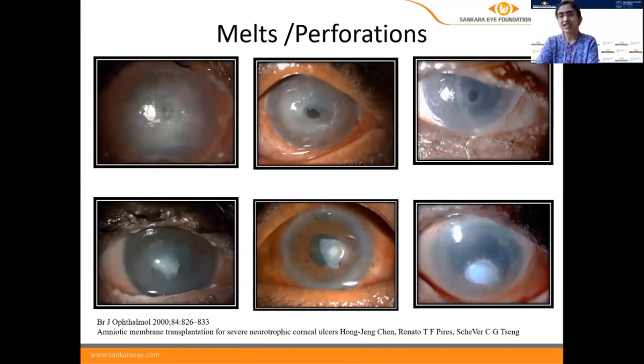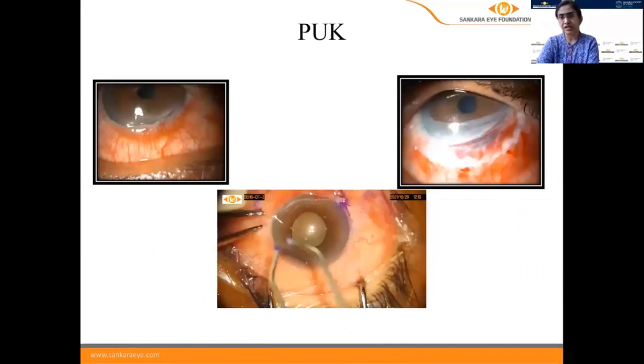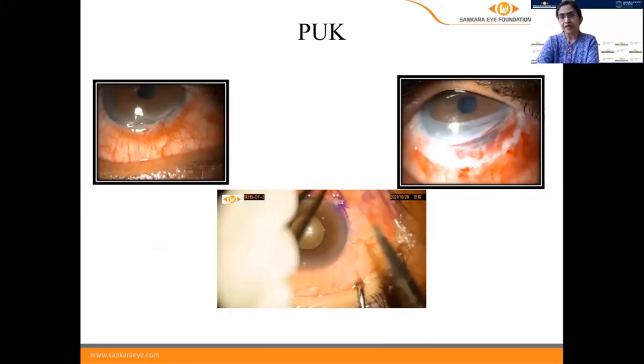I prefer using glue because it does not cause the corneal astigmatism to get very distorted, and patients get very good vision. So in all the melts and perforations also we use it. In PQ cases also, we are using it after resection to provide scaffold healing as well as to cover up the lost tissue, which allows good healing.